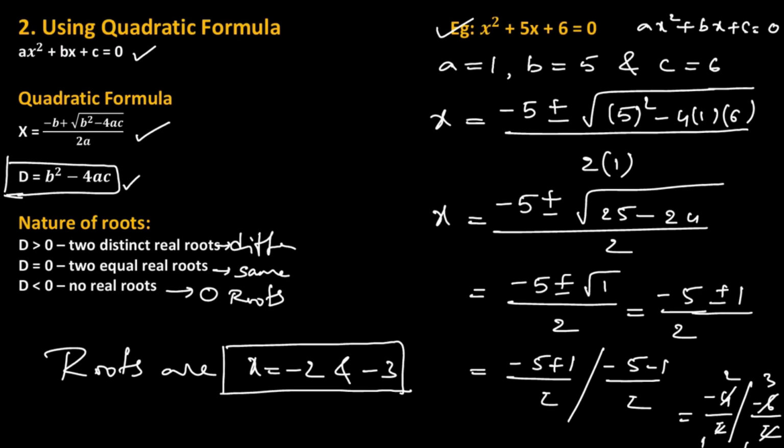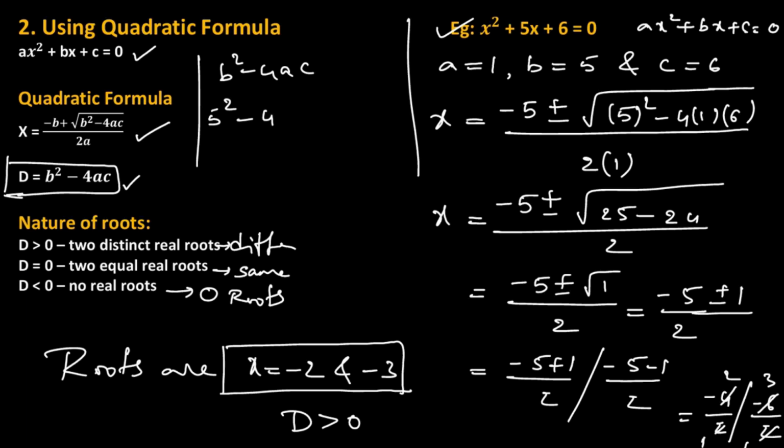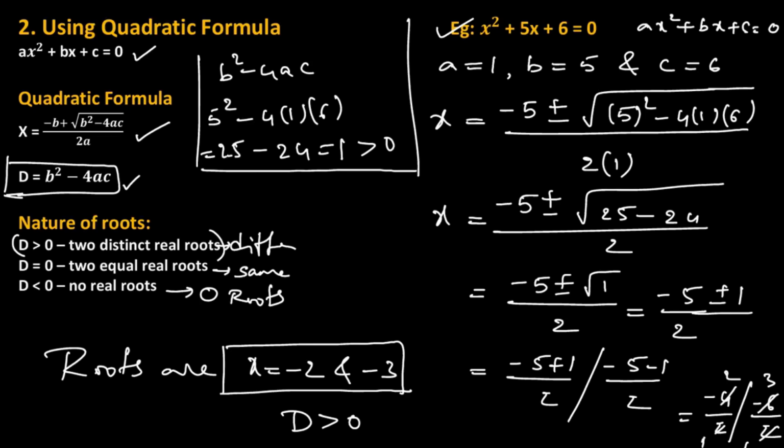Observe carefully, two roots came and the two roots are different. So we can say the discriminant value is greater than 0. Let us check whether the discriminant b square minus 4ac is greater than 0 or not. b square is 5 square, which is 25, minus 4 into 1 into 6, which is 24, so 25 minus 24 is equal to 1, greater than 0. Hence proved. The nature of the roots is real and distinct.